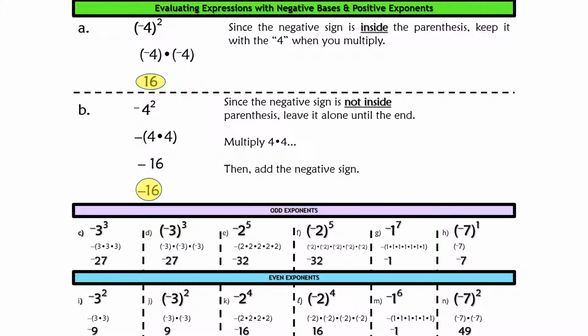So briefly in conclusion, if you are evaluating an expression with a negative base and a positive exponent, and that negative sign is inside the parentheses, when you go to expand and multiply, hold that negative with the number and multiply like normal. If there are not parentheses holding that negative sign next to the number, then ignore that negative sign, expand and multiply the rest, and then pop that negative sign on at the end.